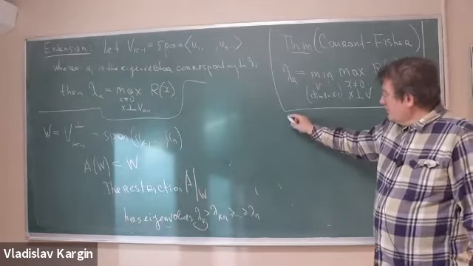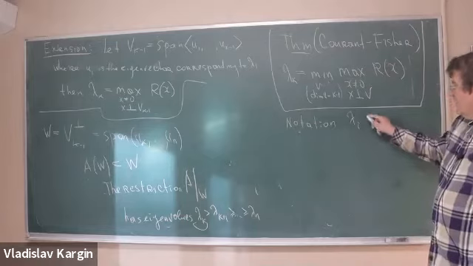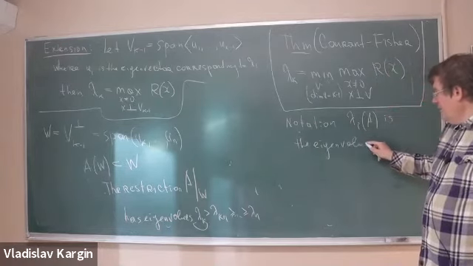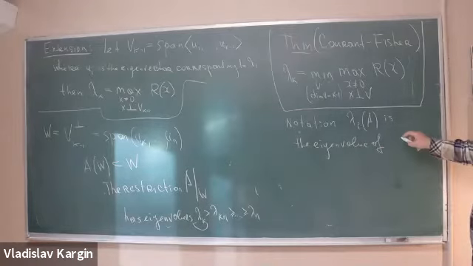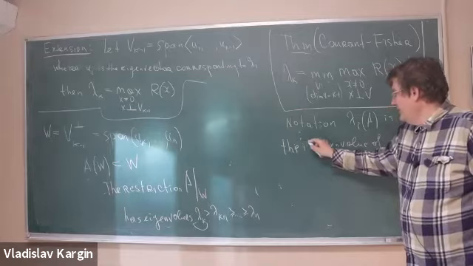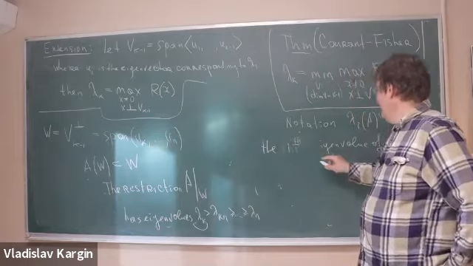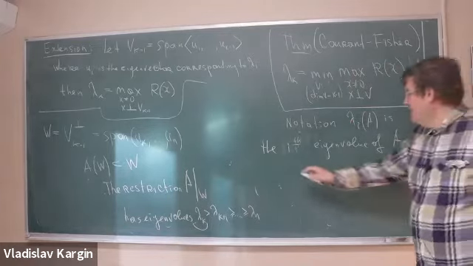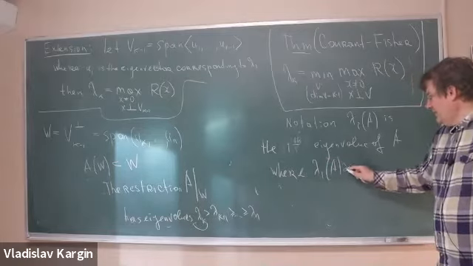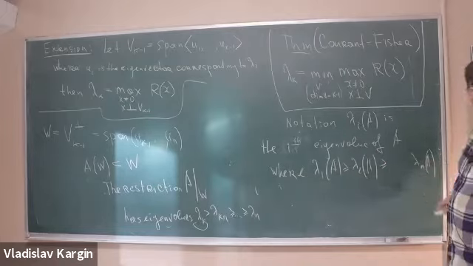So let us use the notation: lambda_i(A) is the i-th eigenvalue of A. They are arranged in decreasing order, so lambda_1(A) is greater than or equal to lambda_2(A), and so on, greater than or equal to lambda_n(A). We just arrange them in decreasing order.